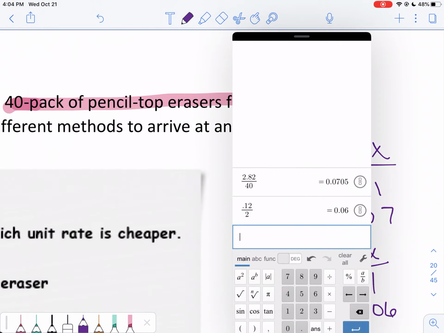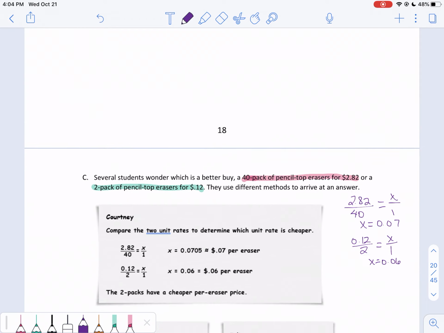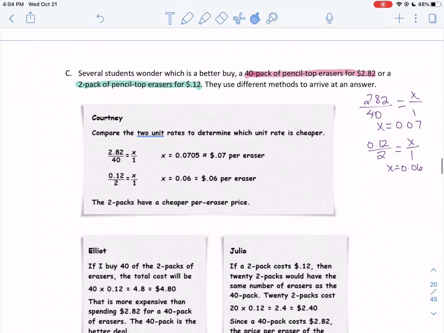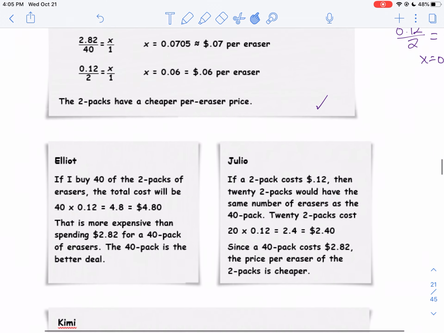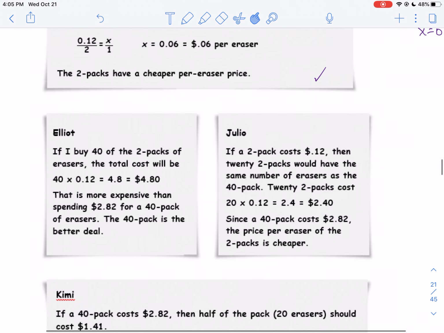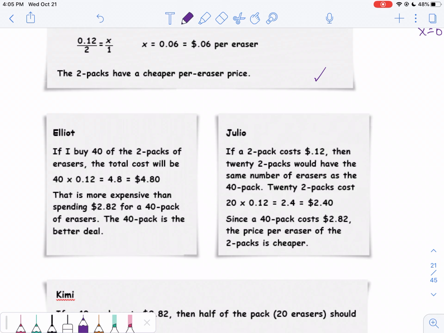Okay, so now that we've done our own math, we can see that Courtney's math matches ours. She got 7 cents per eraser for the 40 pack and 6 cents for the other one. So let's put a check mark. She found the unit rates, and hers were the same. Elliot said that the 40 pack was the better deal. Well, nope, we know the 2 pack was the better deal because that's what we found. So let's cross Elliot's off.